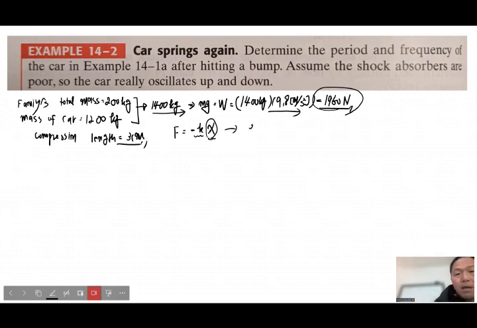So the k value should be force divided by x, the displacement of the spring. The total amount of force applied to this spring is 1960 Newtons, and that force creates 3 centimeters displacement, so that is 3 times 10 to the minus 2 meters. From that, the spring constant should be 6.5 times 10 to the 4 Newtons per meter.